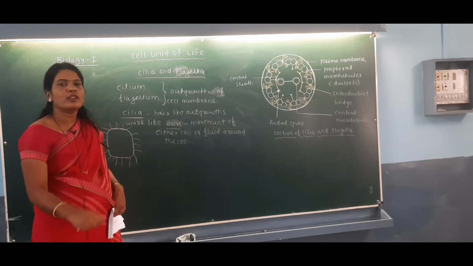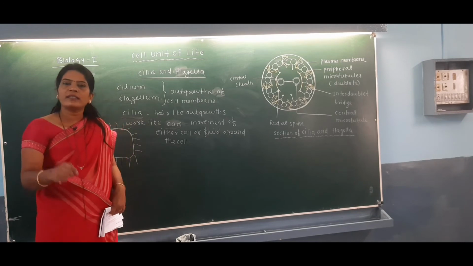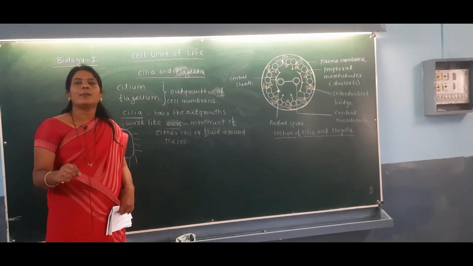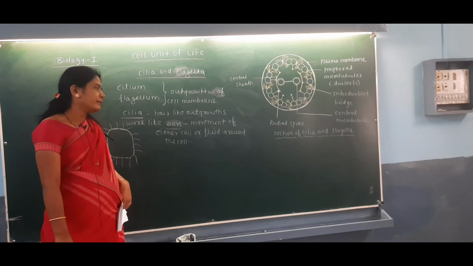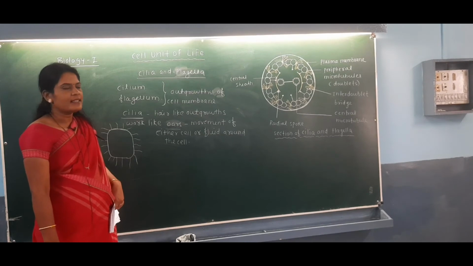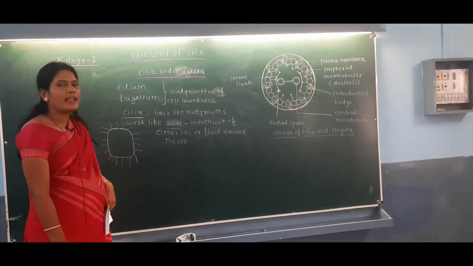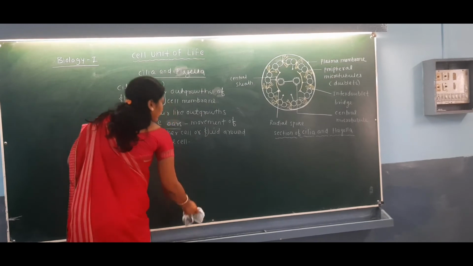So locomotion is the important function of the cilia in a cell because it works like an oar. It is responsible for movement of the cell, or for the movement of the fluid around the cell or inside the cell. So this is about the cilia, which is one of the outgrowths of the cell membrane.